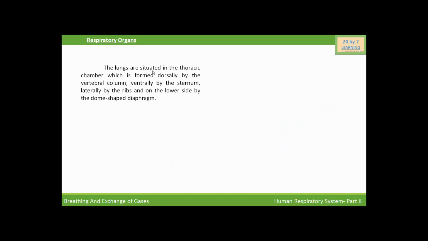The lungs are situated in the thoracic chamber, which is formed dorsally by the vertebral column, ventrally by the sternum, laterally by the ribs, and on the lower side by the dome-shaped diaphragm. Alveoli are the structural and functional unit of the lungs and perform gaseous exchange.